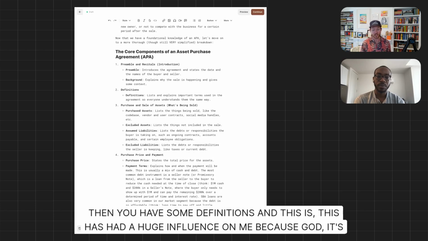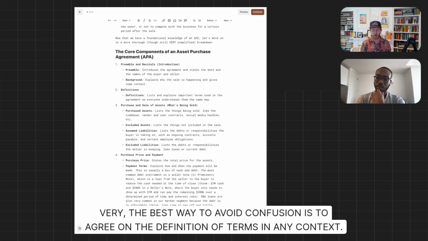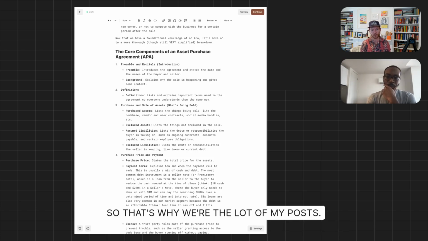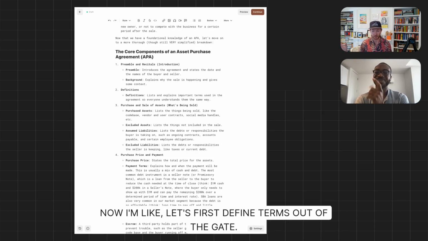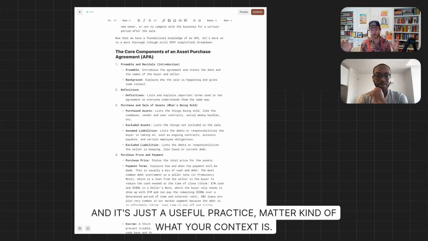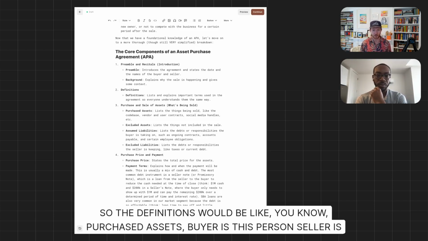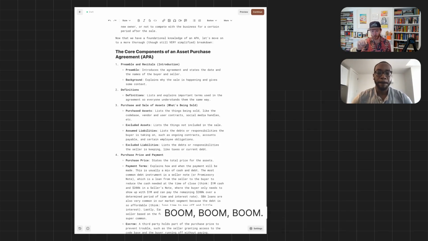Then you have some definitions, and this has had a huge influence on me because, oh God, the best way to avoid confusion is to agree on the definition of terms. Yes. In any context. So that's why with a lot of my posts now, I'm like, let's first define terms out of the gate. And it's just a useful practice no matter what your context is. So the definitions would be like, purchased assets, buyer is this person, seller is this person, boom, boom, boom. And it's like, cool. And then that's half of it.